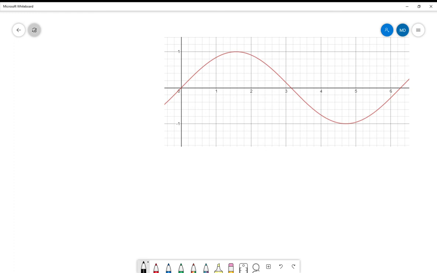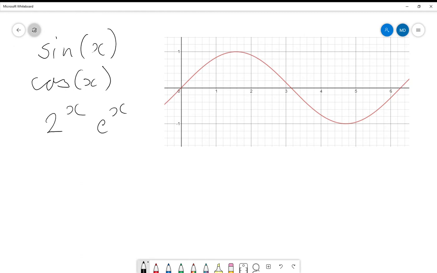Daycock, and today I'm going to be teaching you how to differentiate functions such as sine, cosine, and exponential functions such as 2 to the power of x, or e to the power of x, or anything to the power of x. So to start us off, let's consider the question: if y equals sine of x, what is dy by dx?